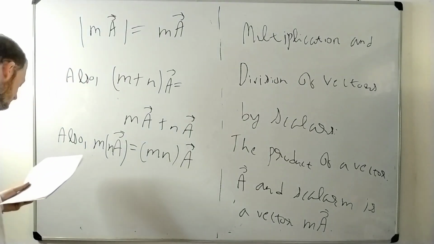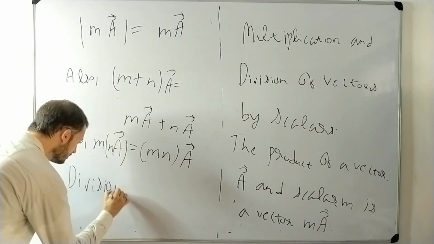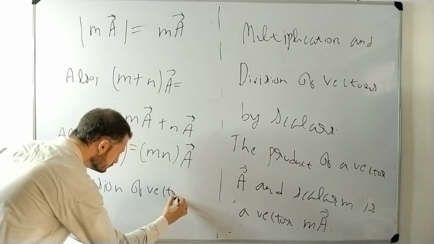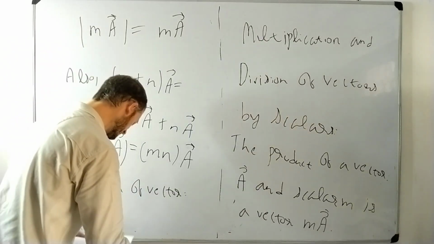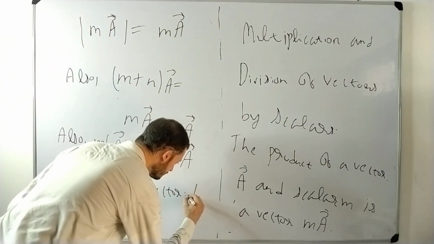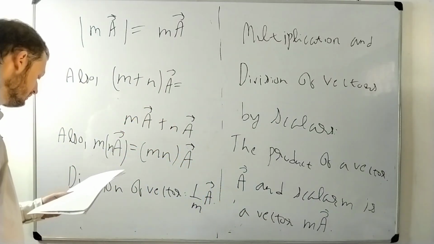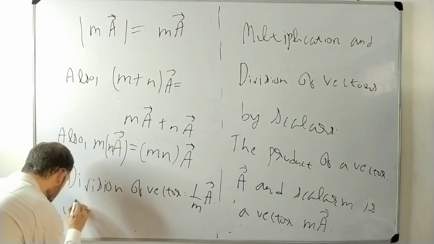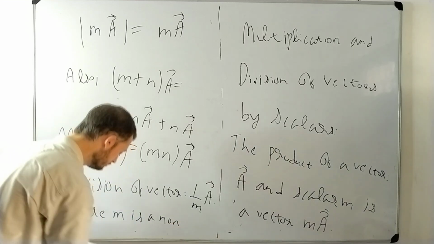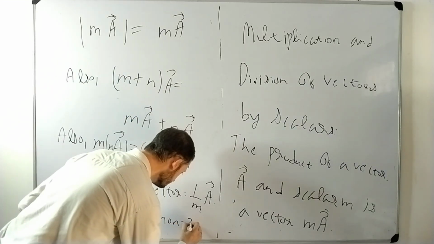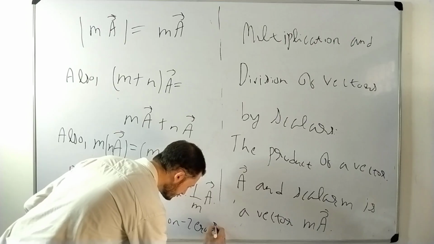Okay, students. Division of vector. Division of a vector means (1/M)A, where M is a non-zero value. Right, students? A scalar quantity or anything.